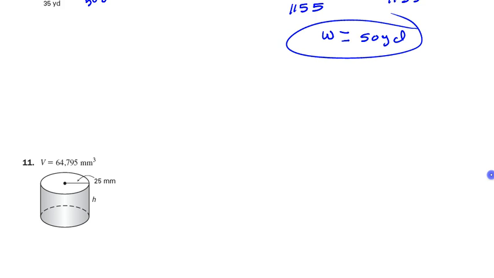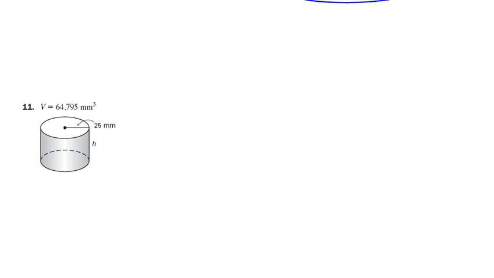Now let's look here at how we would do that same process to find the height of our cylinder here. Again, we know volume, which is 64,795. That should equal our base. Okay, we know our radius is 25, so that's 25 squared pi times whatever our height would be.